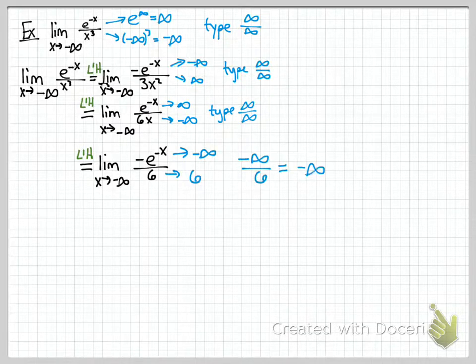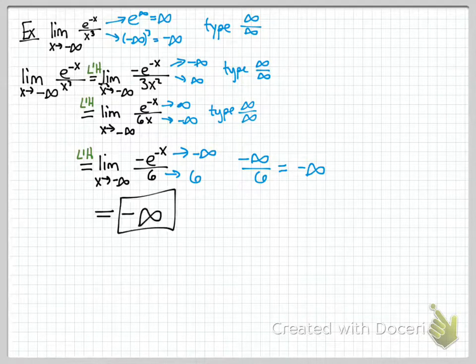Aha, but now I don't have infinity over infinity. I have infinity, or rather negative infinity, over 6. And negative really giant numbers divided by 6 are still negative really giant numbers, so that's negative infinity. And so this limit equals negative infinity.